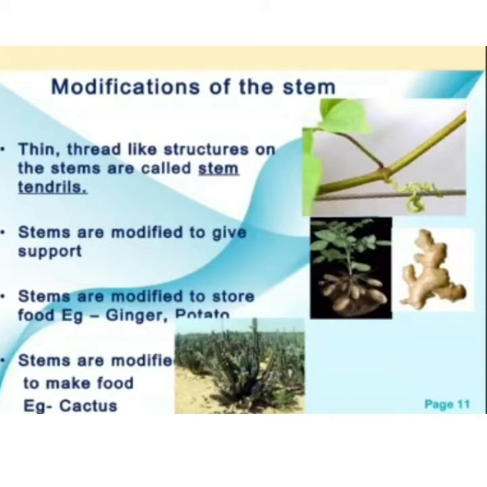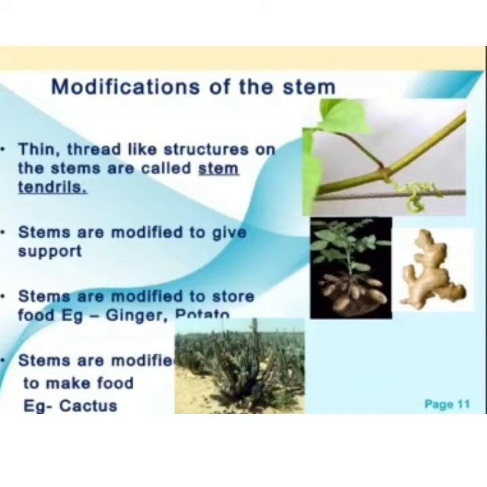Let's see. Thin thread-like structures on the stem are known as stem tendrils. You have seen gourd and grapevine, so have you seen this type of flowering plant? We will find that all of them have weak stems. In the case of the money plant also we have seen this. They have a weak stem, and we will also notice the thin thread-like structures on the stem. In the money plant we have seen one brown thread-like structure. They are known as stem tendrils.